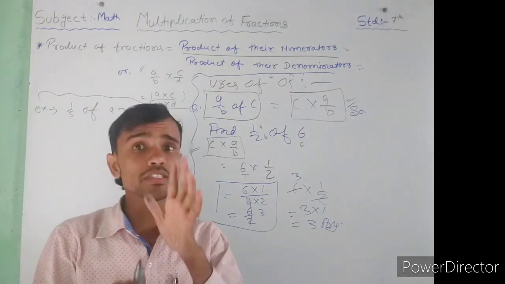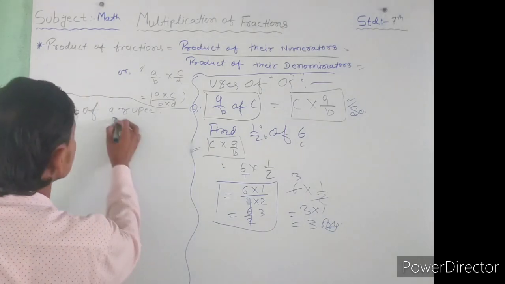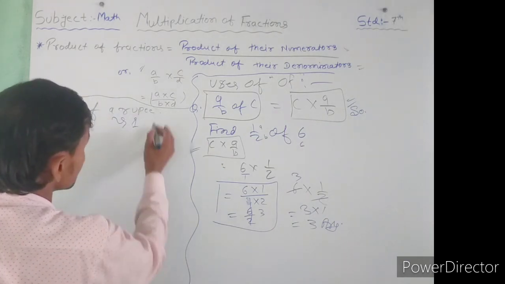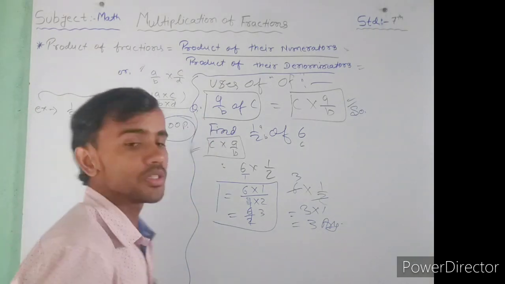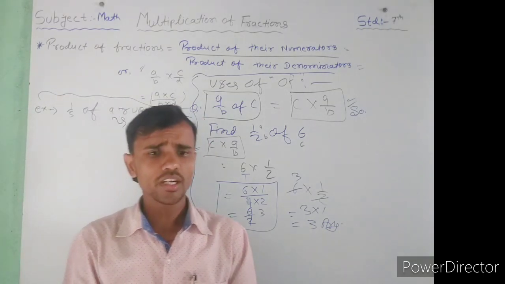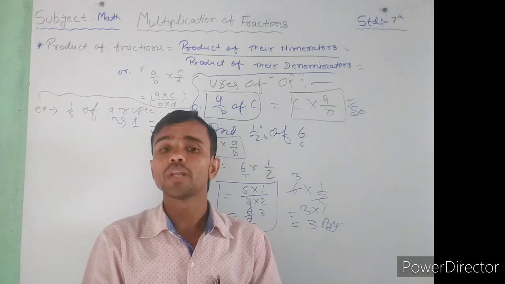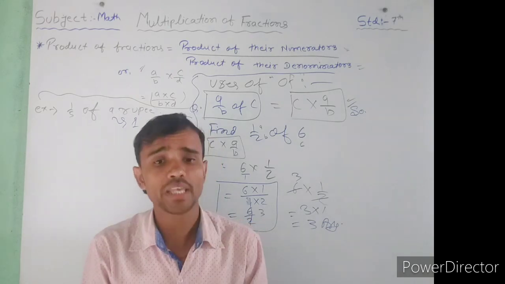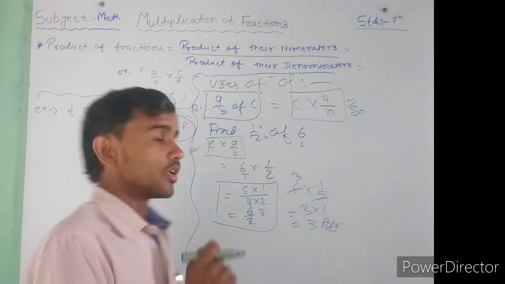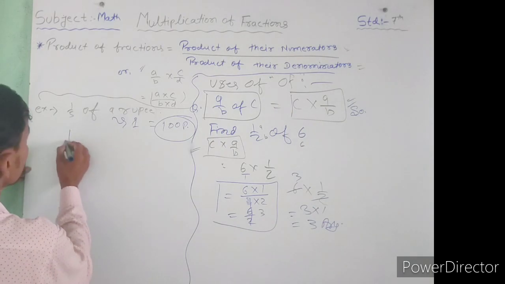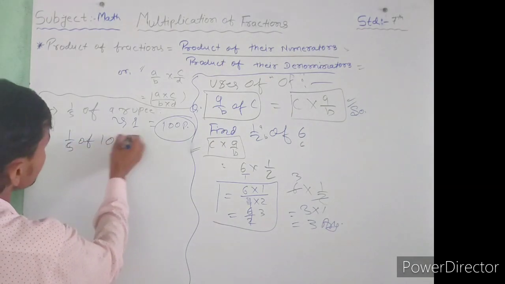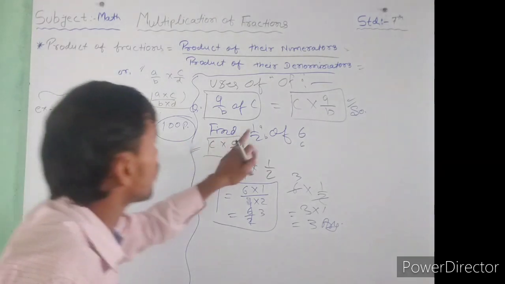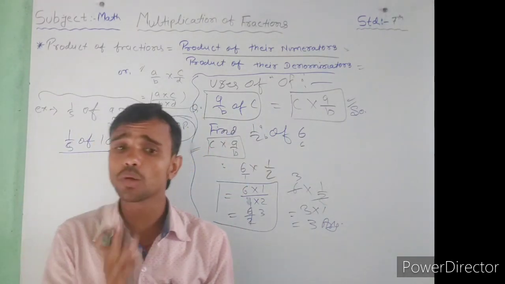A rupee means 1 rupee, and 1 rupee is equal to 100 paisa. Is that clear? So 1 by 5 of a rupee becomes 1 by 5 of 100 paisa. That's the form of your question.